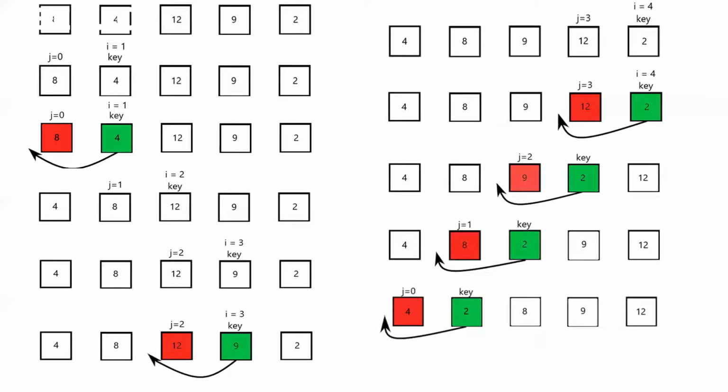Next, the key value 2 is compared to the value at index j equals 0. Still, j is greater than or equal to 0 and 2 is less than 4. So, 4 moves into the second index and j is decremented once again. However, j is now less than 0 and the while loop ends. Finally, the key value of 2 is inserted into j plus 1, which is 0 in this case, at the first index.